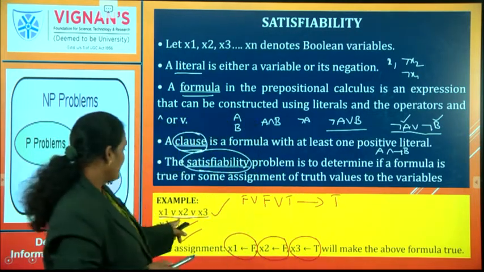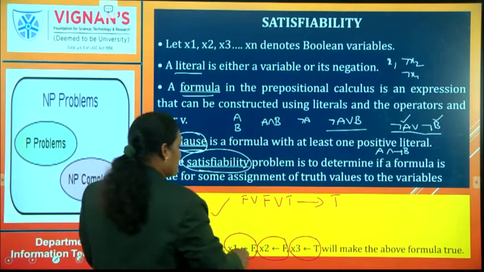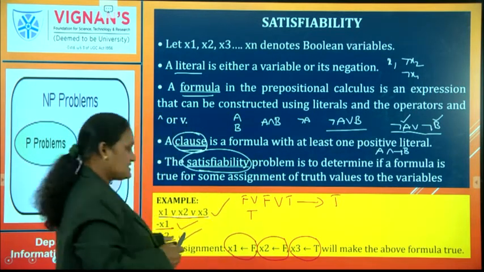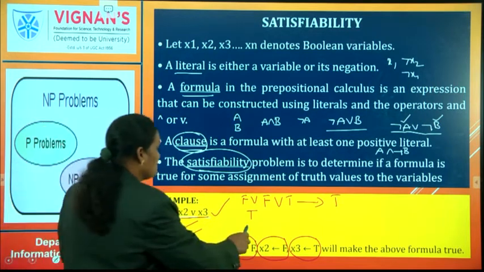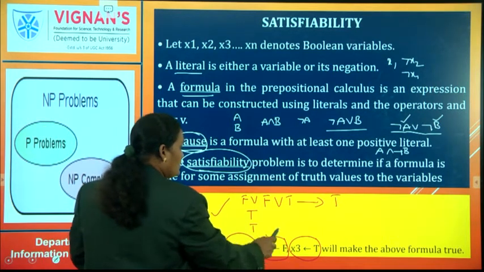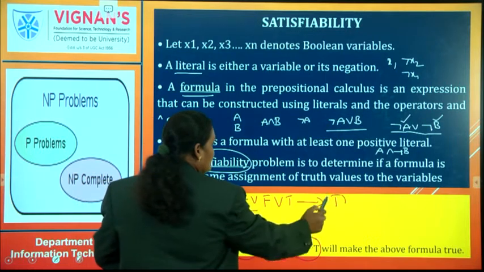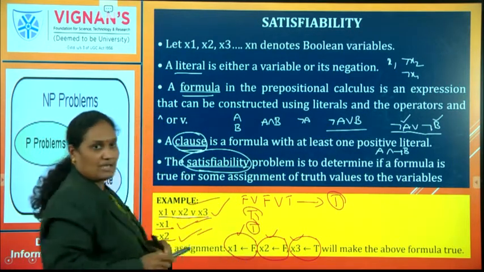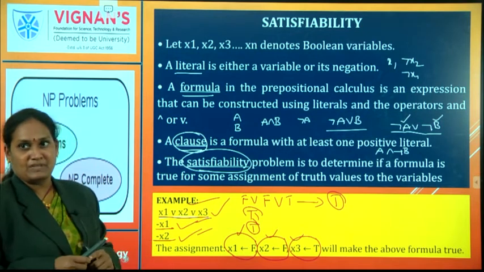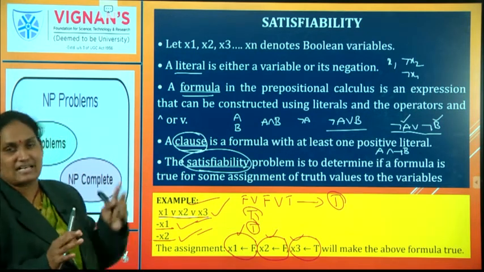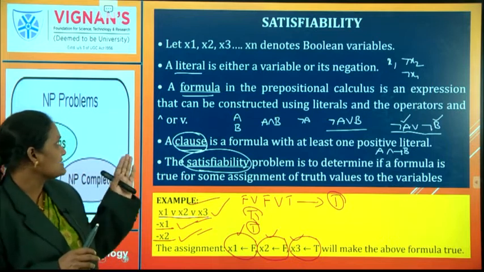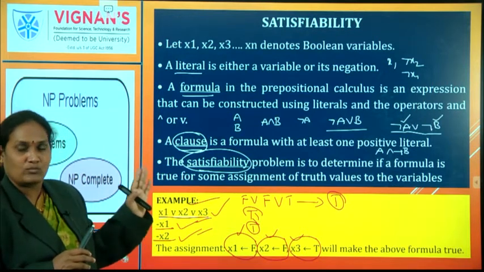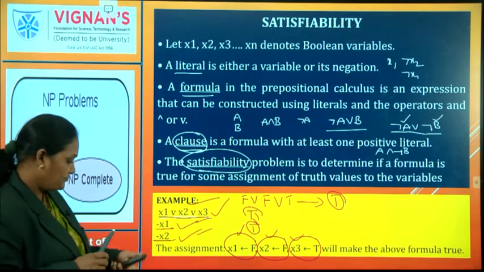In the same way, negation x1. x1 is false means negation x1 becomes true. x2 is false, negation x2 becomes true. Now for the given truth values, since all the three formulas are true, we can say that these three formulas are satisfiable. I hope you all understood what is satisfiability. What is a clause, what is a literal, what is a formula, and what is satisfiability.